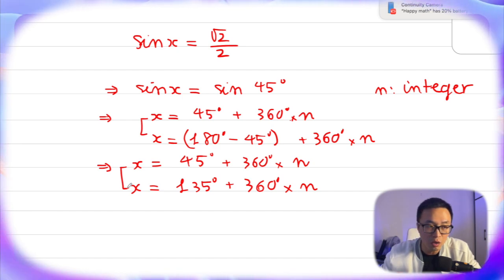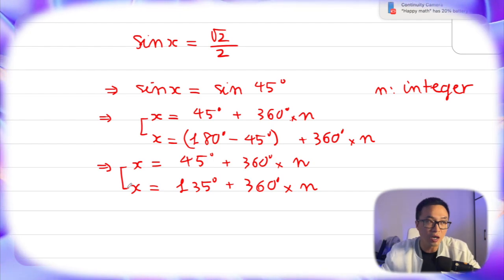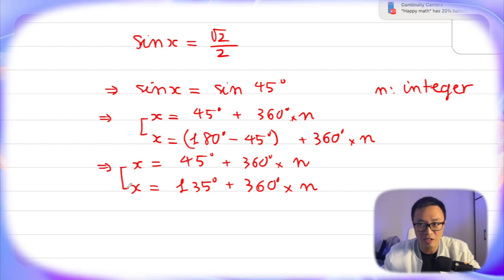Okay, so those are the three examples of solving trigonometric equations. In this video, you don't need to use the unit circle. That's using the periodicity of sine, because sine is a periodic function.